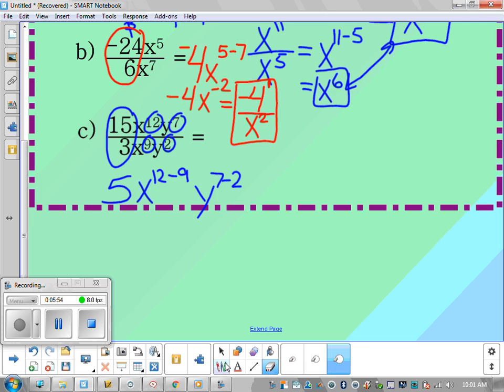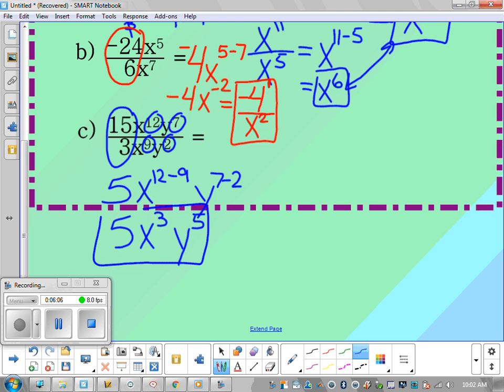So now, to simplify and finalize our answer, we have 5x to the third, because 12 minus 9 is 3. And then we have y to the fifth power, because 7 minus 2 is 5. So the final answer there is 5x to the third, y to the fifth.